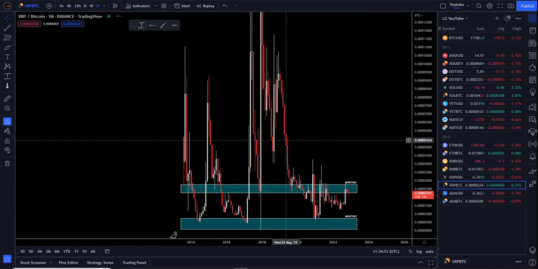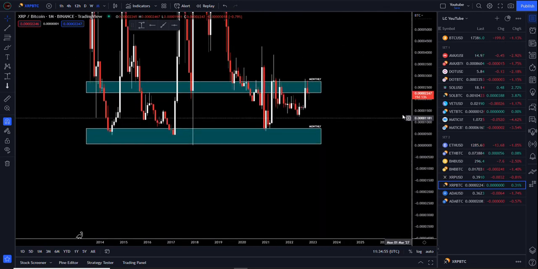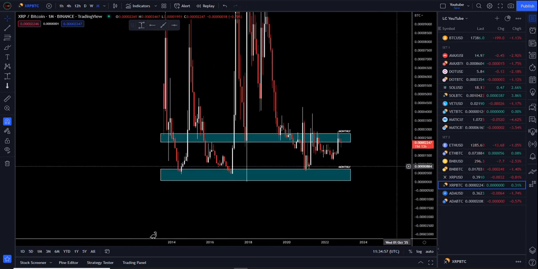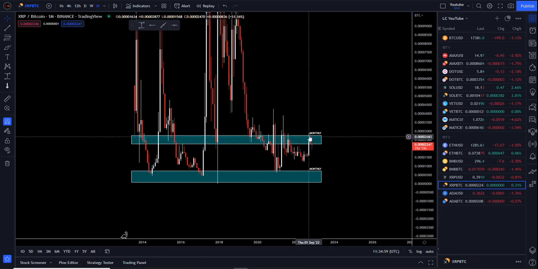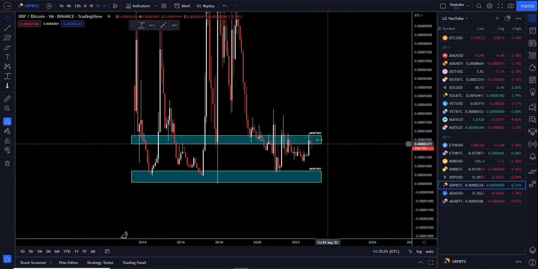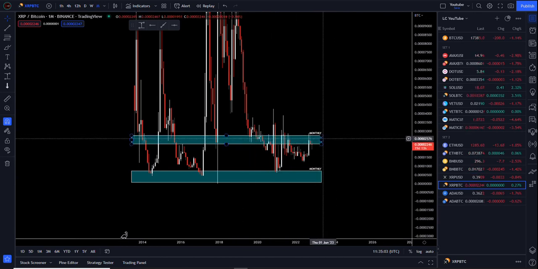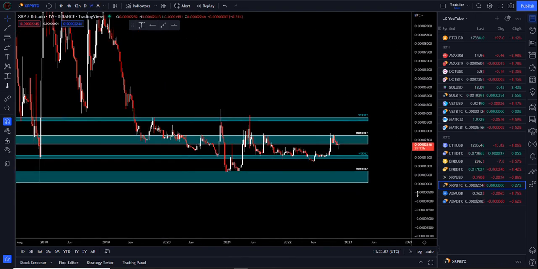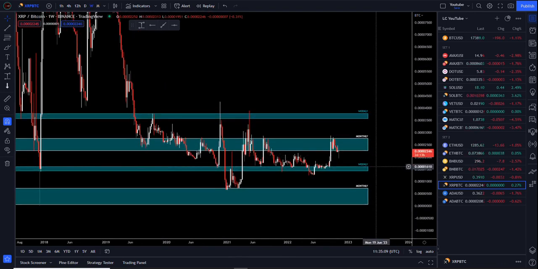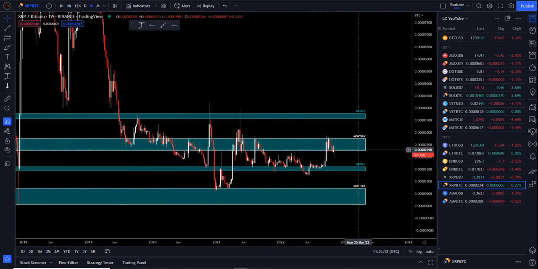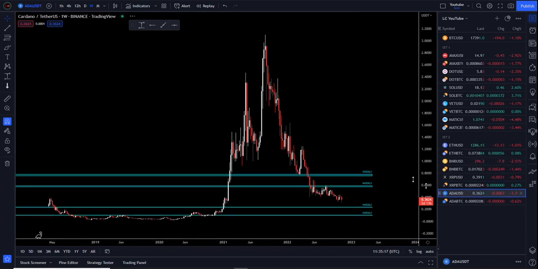XRP BTC, not really much to add here. We did talk about taking profits on this, I think it was about 3 weeks ago, at this monthly resistance. We talked about how strong of a resistance level it's been. So yeah, hopefully you took some profits on that. It could be rejecting and coming back down to this weekly support of about 1,600 to 1,400 sats. So again, if you've got some profits to take, consider taking them.